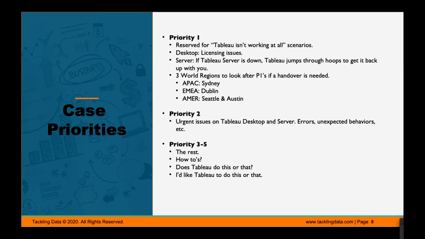Priority 2 cases, these are urgent issues on Tableau desktop and server, things like errors and unexpected behaviors, and impacting lots of users. Priority 3, basically the rest of the cases. So how-tos, does Tableau do this or that? And I'd like Tableau to do this. That might be a little priority 5 there.